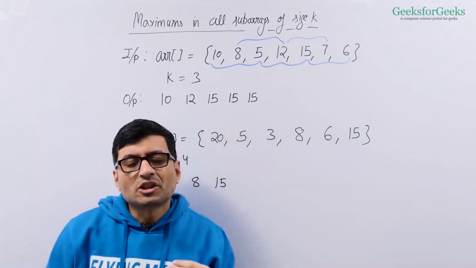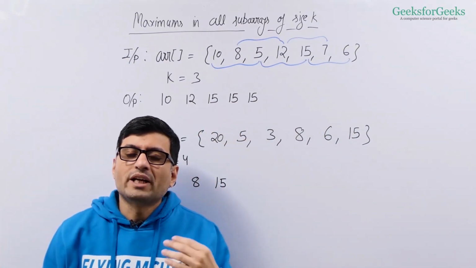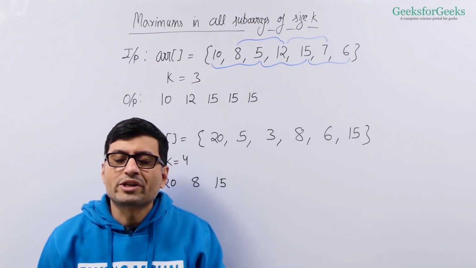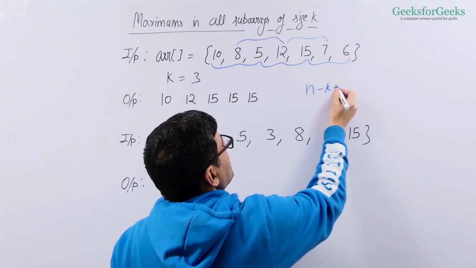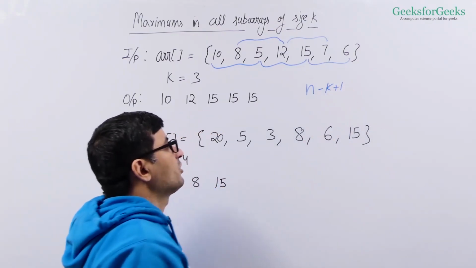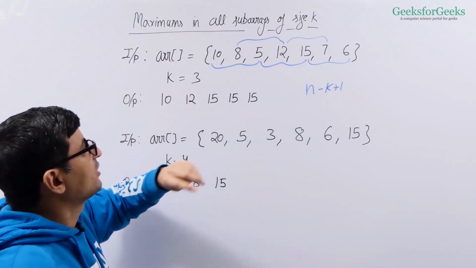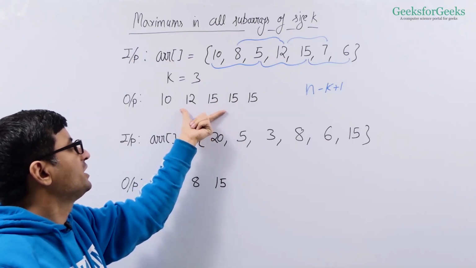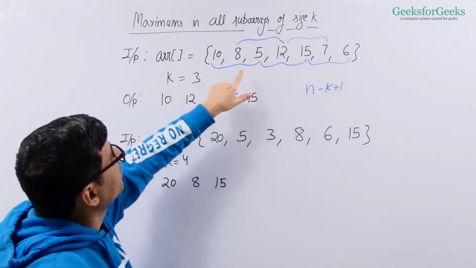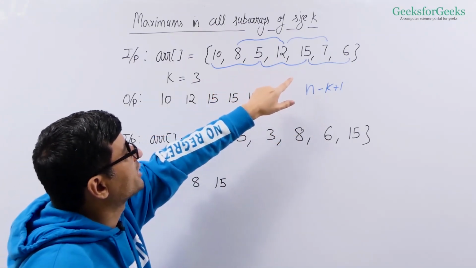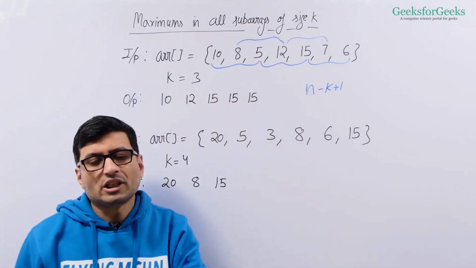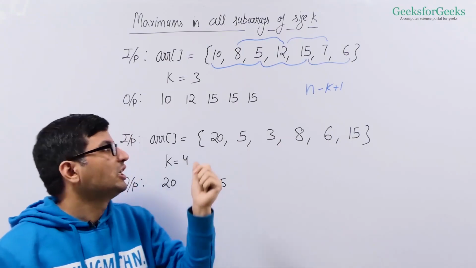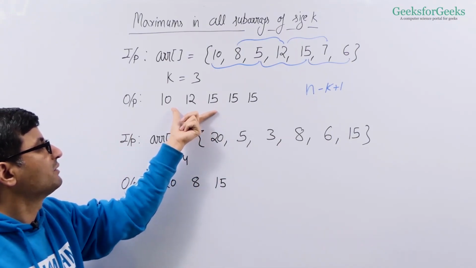What is the maximum of the next subarray of size 3? 15. How many subarrays will we have if n is the size of our input array? We are going to have n minus k plus 1 subarrays. So for an n-size input and k also as input, we are going to print these many things in output. For example, n here is 3 plus 3, 6 plus 1, 7 and k is 3. So we are going to have 7 minus 3 plus 1 elements in the output, which is 5 elements.